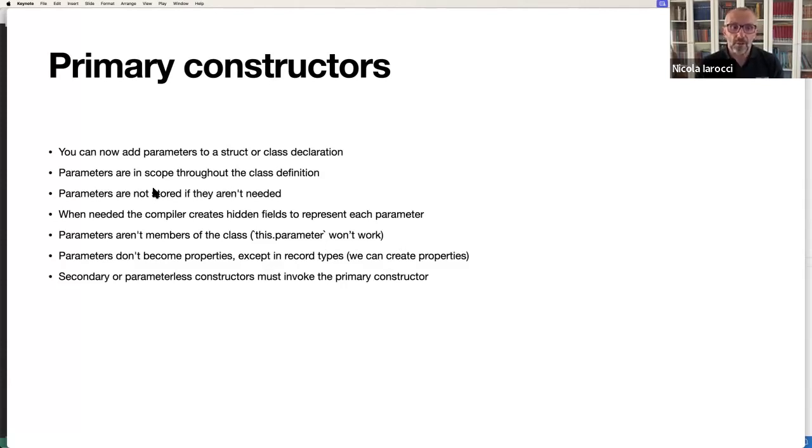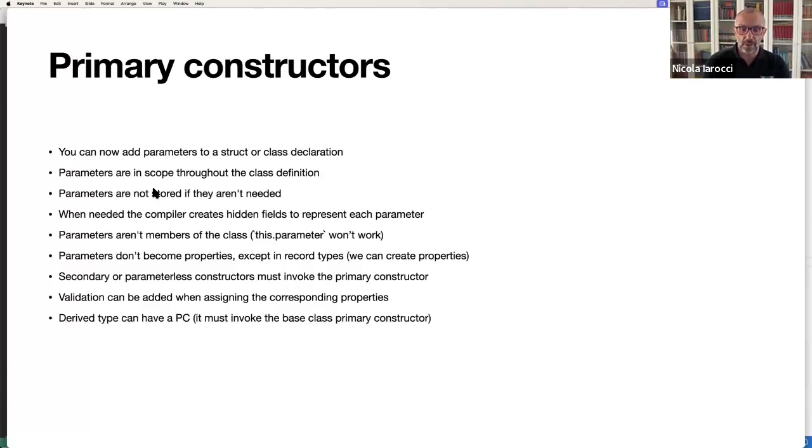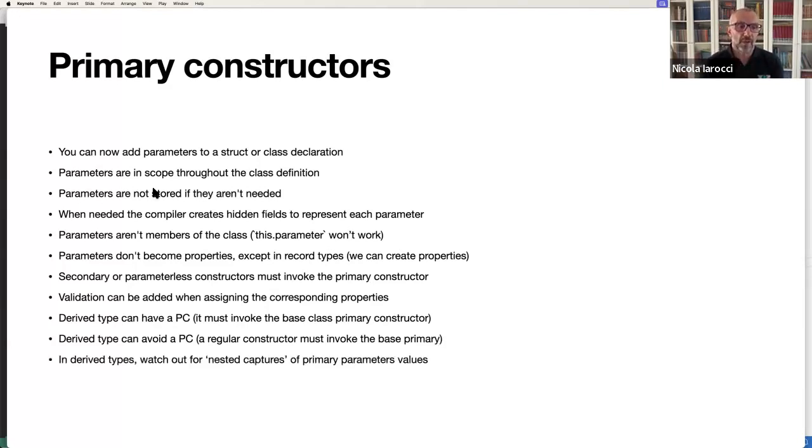Secondary or parameterless constructors are always possible. You just need to invoke the primary constructor. And validation can be added when assigning the corresponding properties. No problem with that. We saw the pattern. A derived type can have a primary constructor, and it must invoke the primary. In the same way, a derived type can also not use a primary constructor, and everything will work just fine. In derived types, watch out for nested captures. We saw what can happen when we have nested captures and how we can get around it by enabling the pragma.